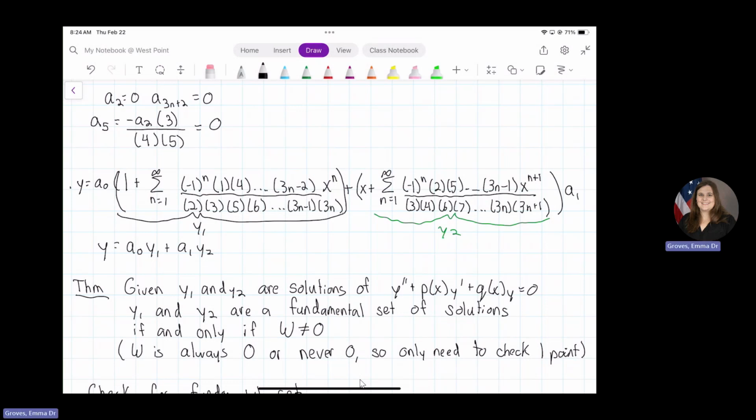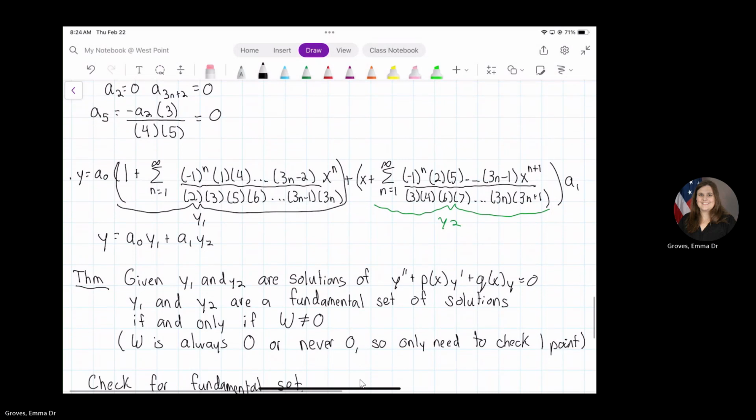Thank you for calling me out on that. Mathematicians sometimes get a little lazy with their notation because they're like, we all know what I'm talking about, but you guys are learning, so you don't know what I'm talking about, right? So our y1 would be 1 plus the sum starting at 1, so we don't get a 0 in the denominator. And then our y2 would be x plus the sum, so we don't get a 0 in the denominator. But we start both of the summations at 1.